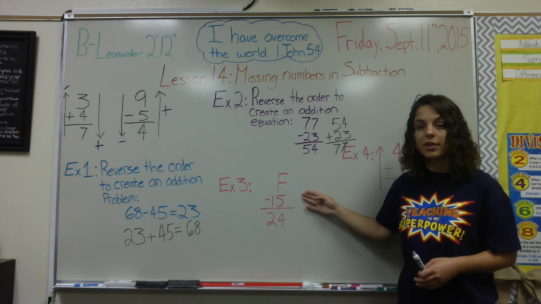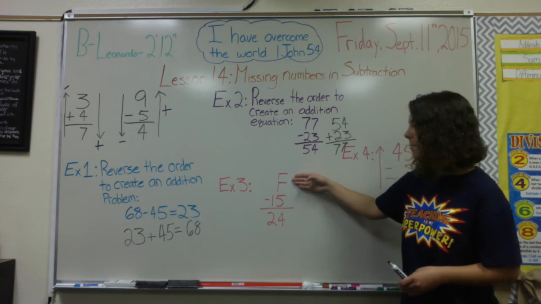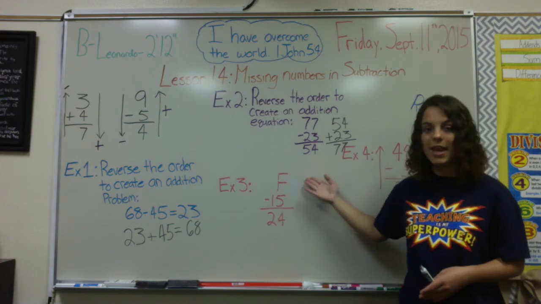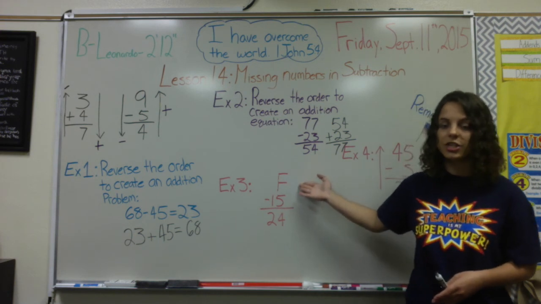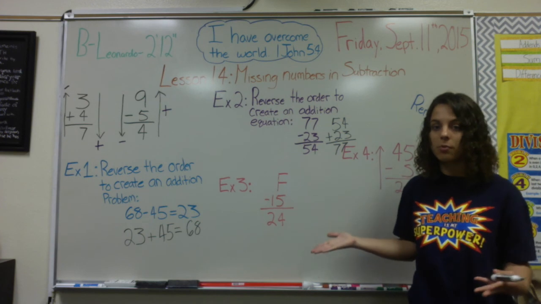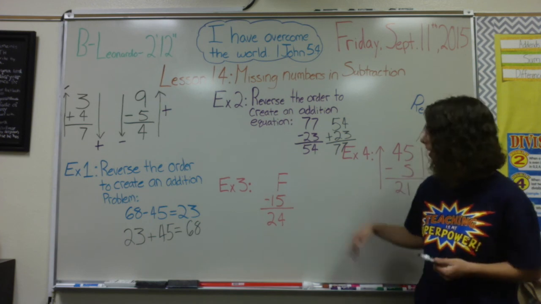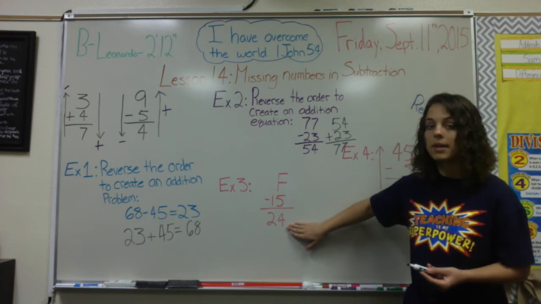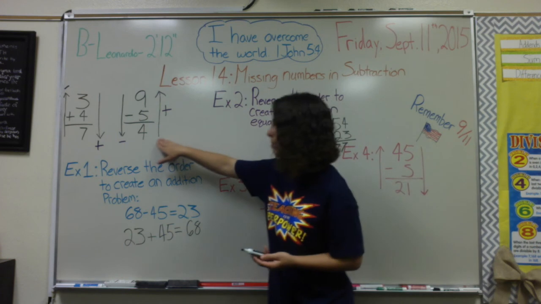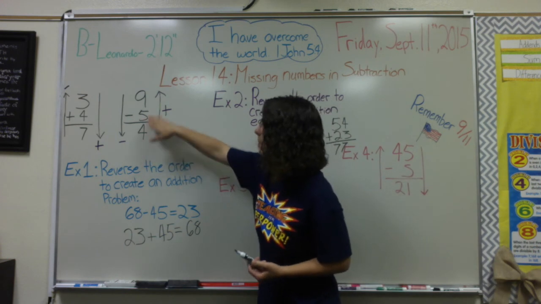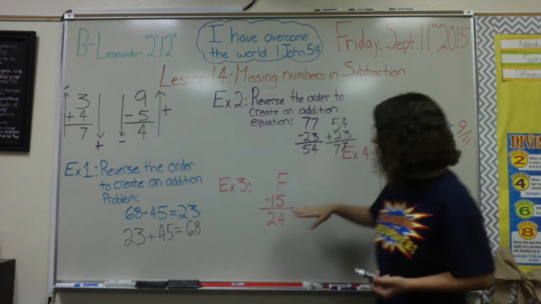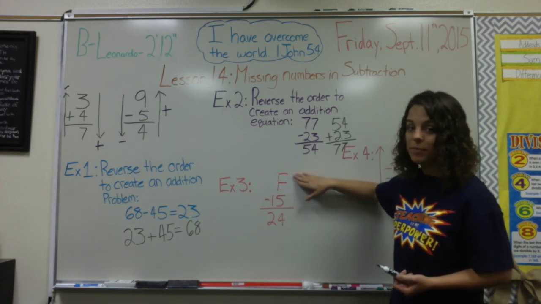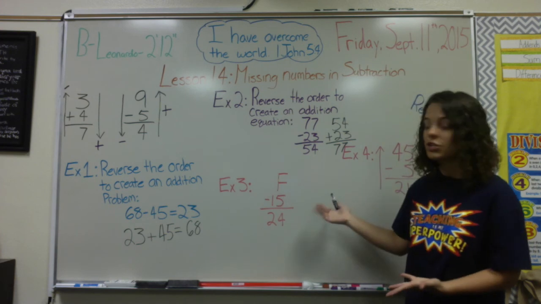Alright, now example 3 throws us for a little loop. We have a missing number in the subtraction problem, which is F. Again, it could be any letter, just like when we did in addition. It just means it's a missing number. We don't know what it is, so we're just going to give it a letter. So if F minus 15 equals 24, now if I read it backwards, just like we've been looking at it, 4 plus 5 equals 9. So if I read this same problem backwards, 24 plus 15 equals whatever my number is, I already have my addition problem.